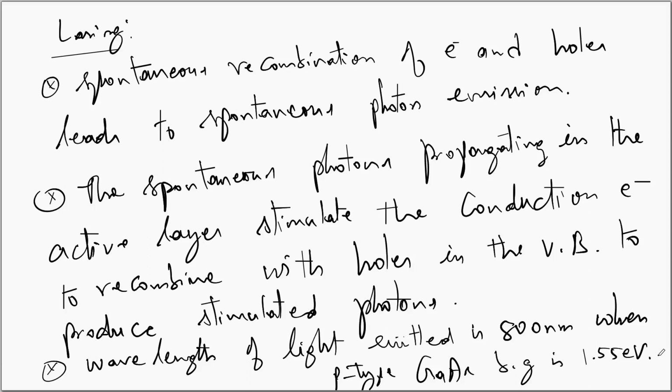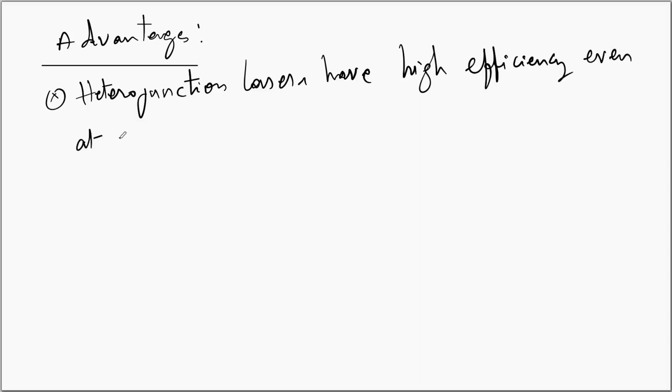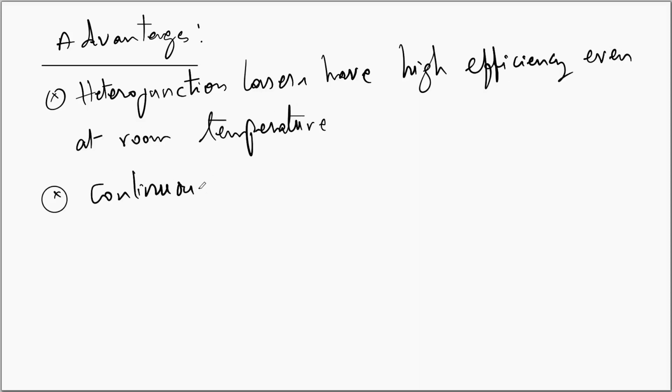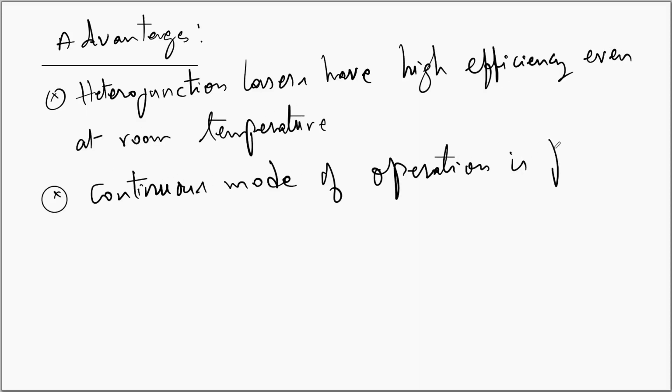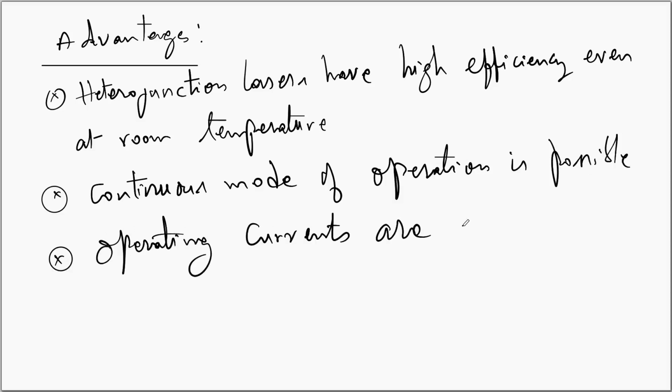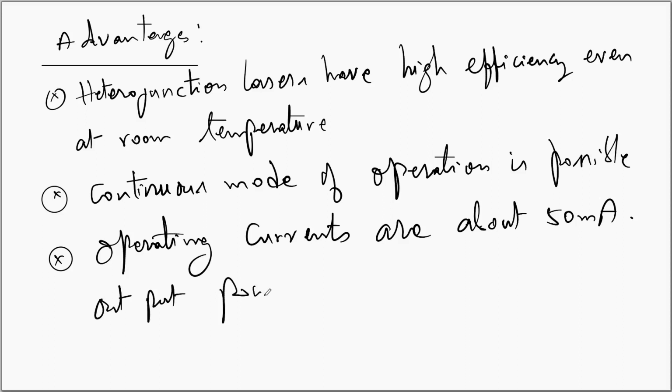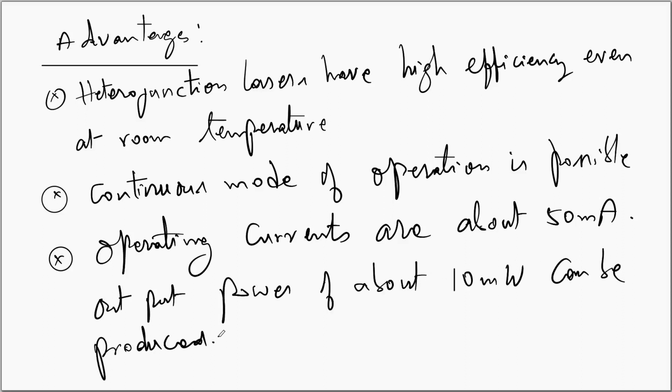There are certain advantages of the double heterojunction structure. The first advantage is that heterojunction lasers have high efficiency even at room temperature. Continuous mode of operation is possible even at room temperature. The operating currents are less than 50 milliamps. Output power of about 10 milliwatts can be produced.